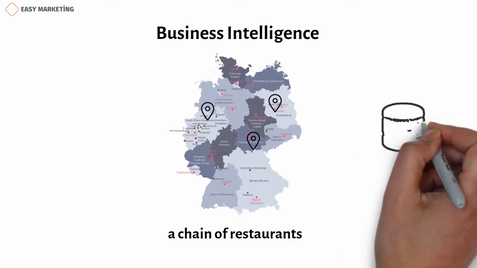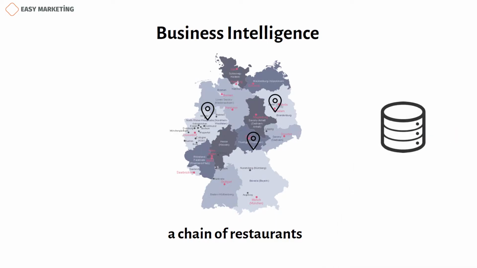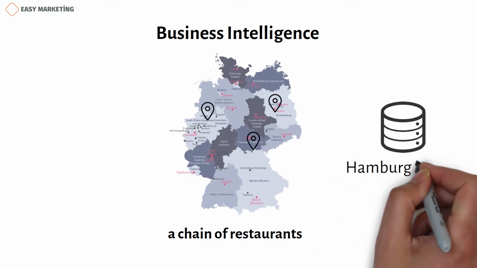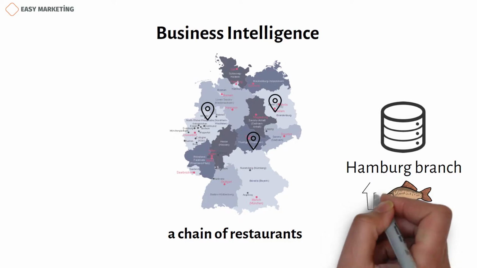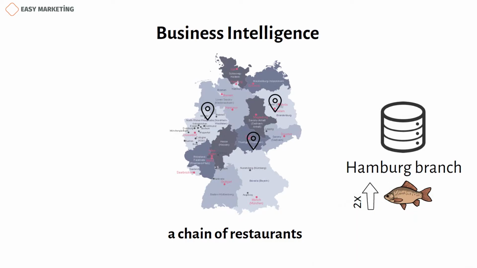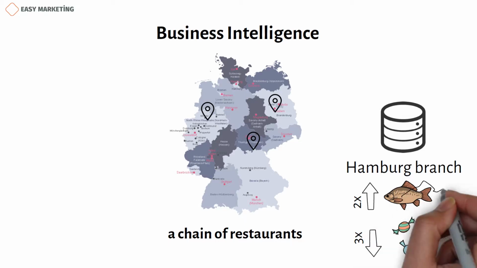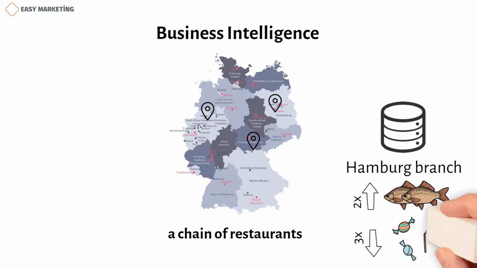the restaurant. For example, let's say that according to the general information you've gathered, the demand for seafood at the restaurant's Hamburg branch is twice that of the other branches. However, the demand for sweets in the Hamburg branch is 3 times less than the other branches. In this case, based on the information obtained, it will be more beneficial for the budget and operation of the restaurant to increase the varieties of seafood and reduce the types of sweets on the menu in the Hamburg branch.